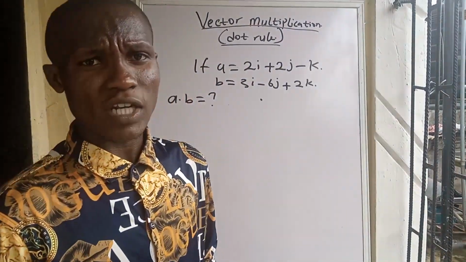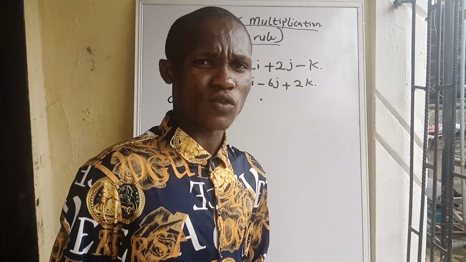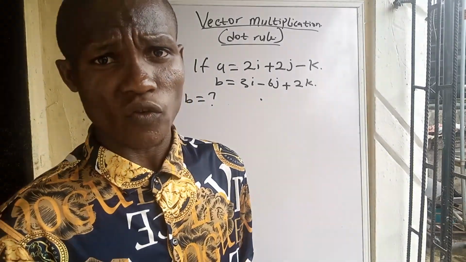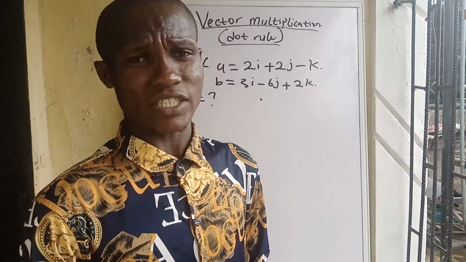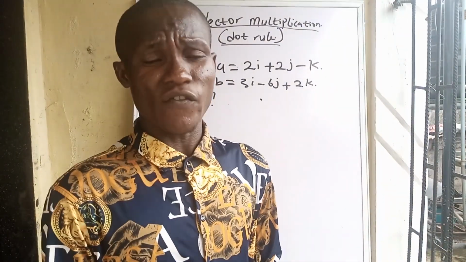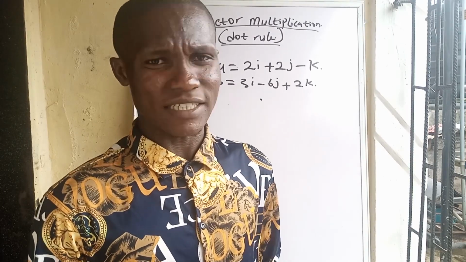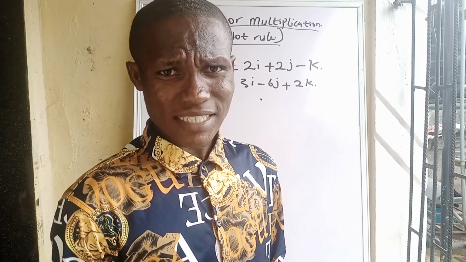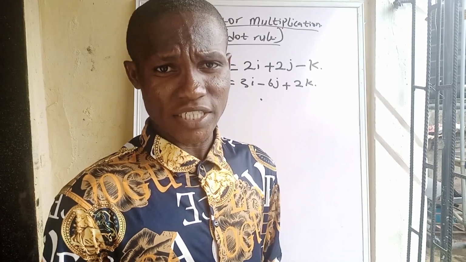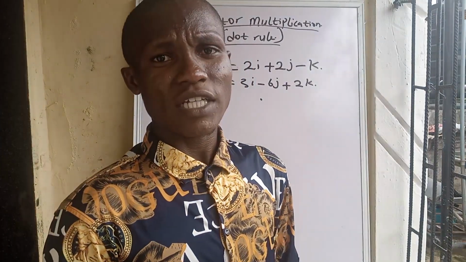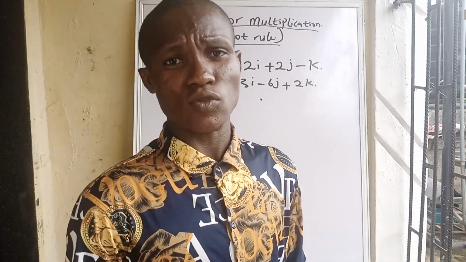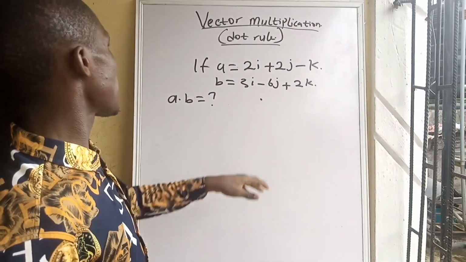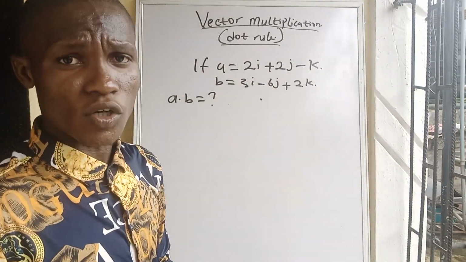Before we go further, remember we gave a definition of vectors, but forgot to give examples. Examples of vectors are acceleration, displacement, velocity, and so on. Scalars are distance, time, and speed. Speed, distance, and time are examples of scalar quantities. They only have magnitude but what? No direction. So let's see how we can deal with the dot rule.